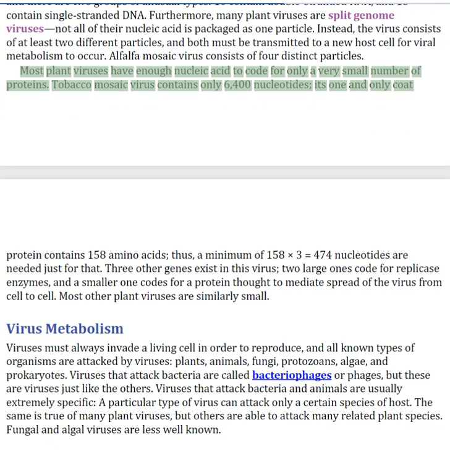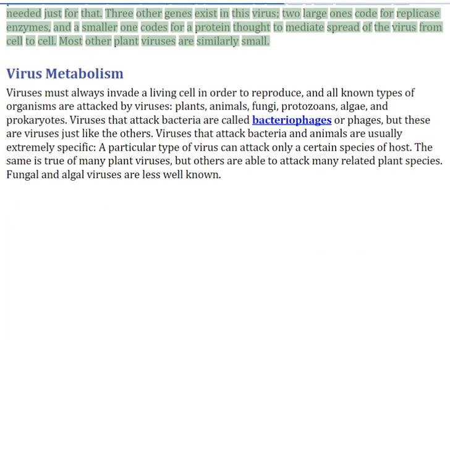Most plant viruses have enough nucleic acid to code for only a very small number of proteins. Tobacco mosaic virus contains only 6,400 nucleotides. Its one and only coat protein contains 158 amino acids, thus a minimum of 158 × 3 = 474 nucleotides are needed just for that. 3 other genes exist in this virus: 2 large ones code for replicase enzymes, and a smaller one codes for a protein thought to mediate spread of the virus from cell to cell.